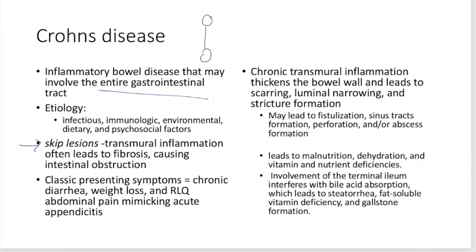So here we have chronic transmural inflammation that thickens the bowel wall and leads to scarring, luminal narrowing, and stricture formation. This leads to fistulization, sinus tract formation, perforation, and abscess. This leads to malnutrition, dehydration, vitamin and nutrient deficiencies.